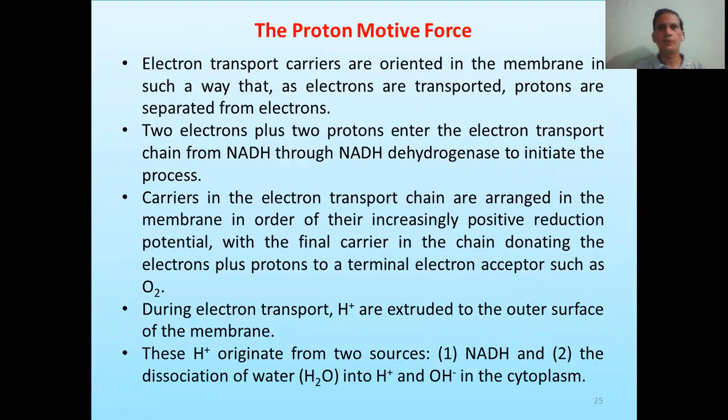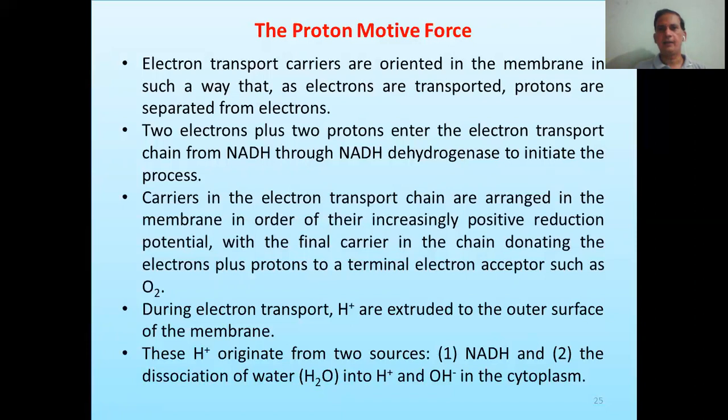The proton motive force. Electron transport carriers are oriented in the membrane in such a way that as electrons are transported, protons are separated from electrons. There is movement of electrons from one enzyme to another, and in that there is a separation between the electrons and the protons. So two electrons along with two protons enter the electron transport chain from NADH, through NADH dehydrogenase, which initiates the process.